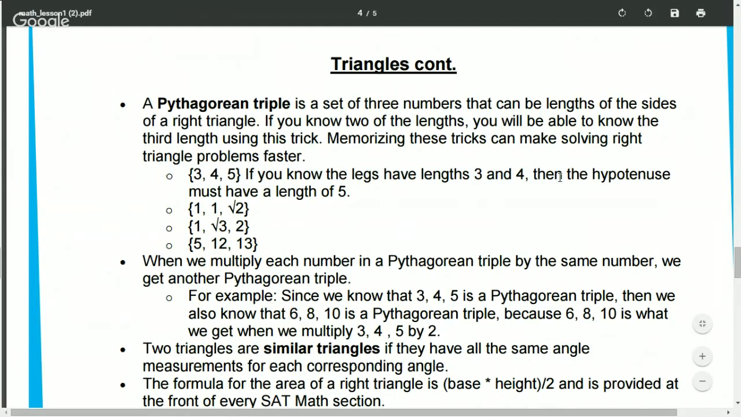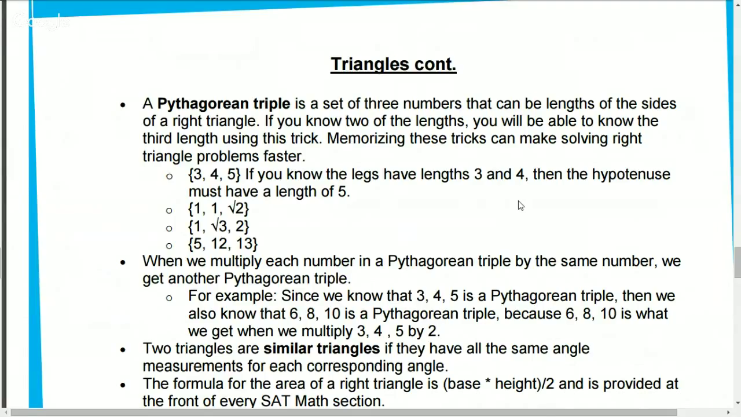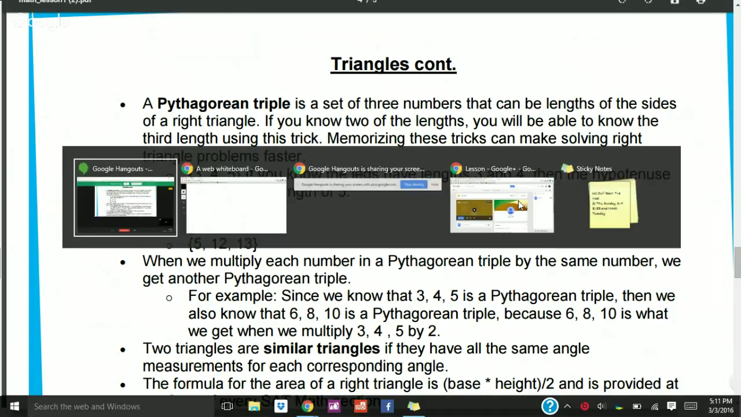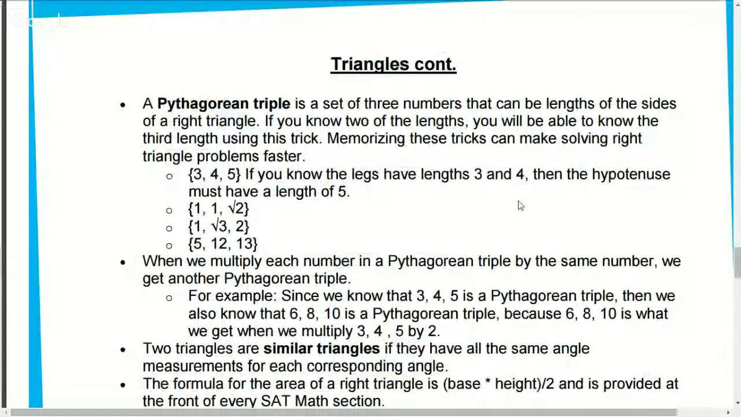The 3, 4, 5 triangle, as in the example we did before. 1, 1, square root 2, which is the 45, 45, 90 triangle. 1, square root 3, and 2, the 30, 60, 90 triangle. And 5, 12, 13, which is another right triangle that you should know.